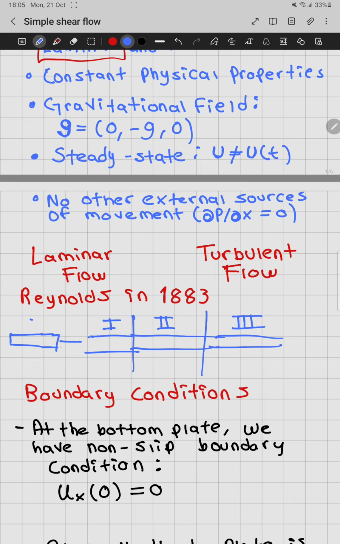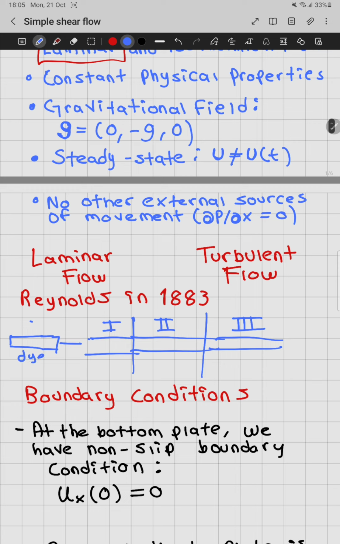So Reynolds introduced a dye, a colorant. He had a fluid moving in the x direction, and he introduced a very small layer of dye into the flow. So this is zone 1. In zone 1, this is a very controlled experiment. He somehow managed to control the velocity of the fluid, so in zone 1 we have low velocity values.